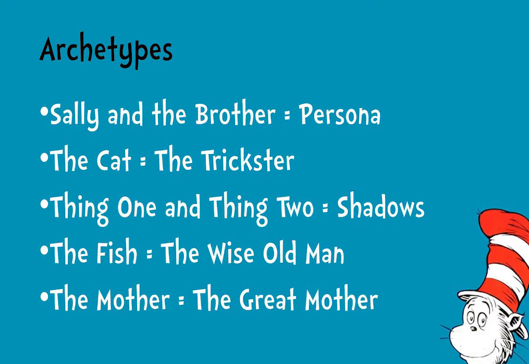The fish represents the wise old man archetype. He's the voice of reason in the story, and he tries to guide the children to make the right decision and make the cat go away. The mom represents the great mother archetype. She's responsible for the children, so she sets rules for them while she's away and expects them to follow her rules.